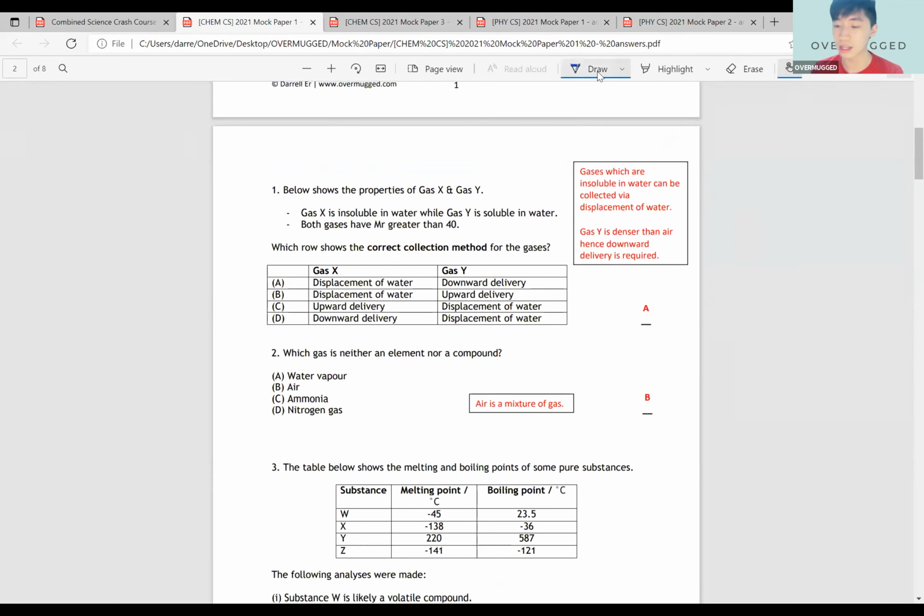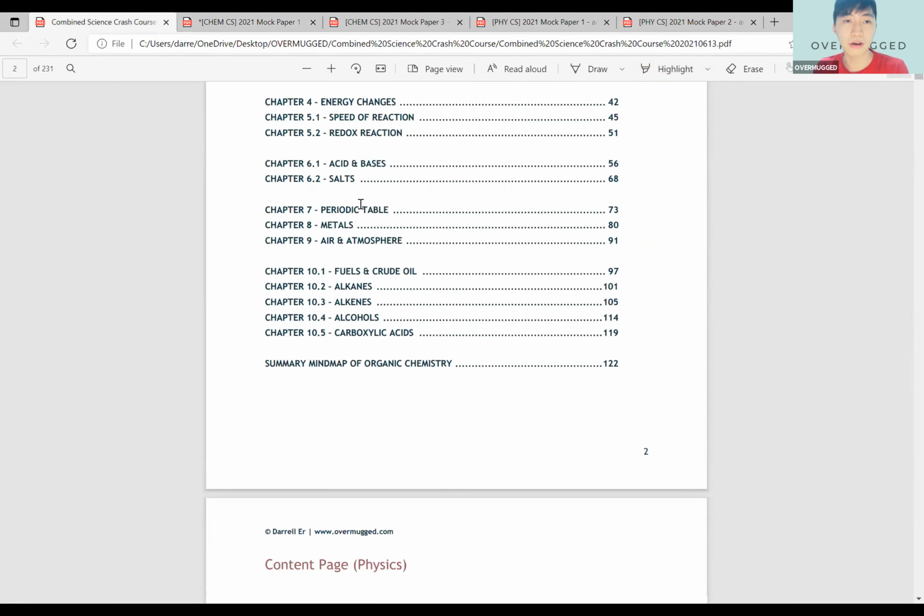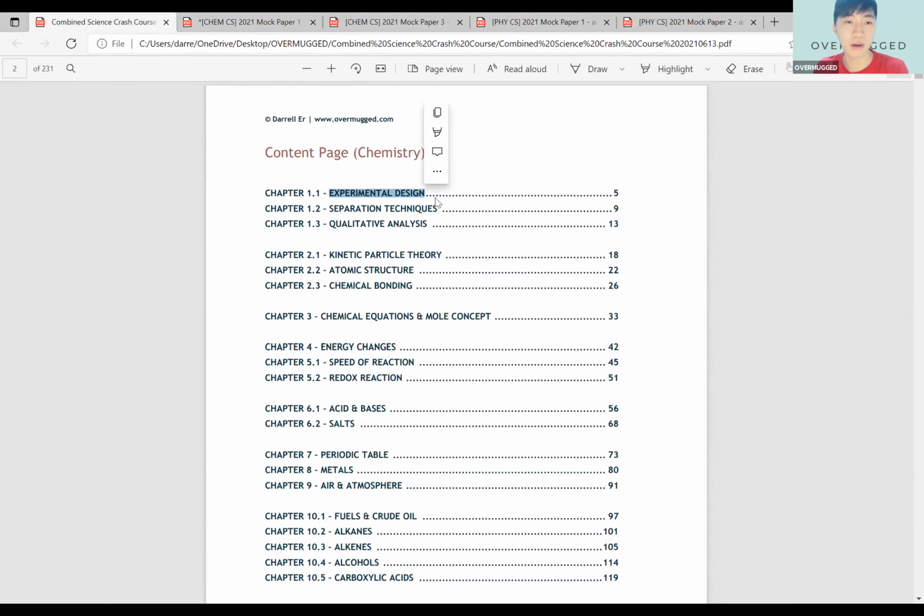I'll highlight the key learning points and things I need you to be aware of whenever you're attempting this practice. Question one is about experimental design. We have two gases here, gas X and gas Y. The first thing to recognize is that gas X is insoluble in water, while gas Y is soluble in water. How is this important? If gas X is insoluble in water, you can use displacement of water as a gas collection method. It's under this portion here called experimental design.